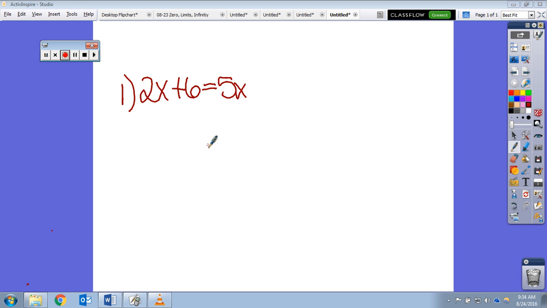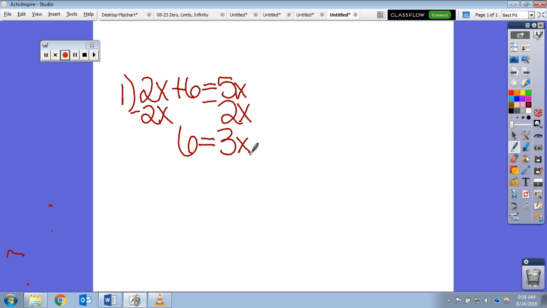Okay, so since you have two variables, you're going to subtract the 2x on both sides. Then you're going to bring the problem down, and everybody knows 5 minus 2 is 3, so 3x. And then, since it's a multiplication, we're going to divide. So you're going to get 2 equals x, or x equals 2. And then plug it in.